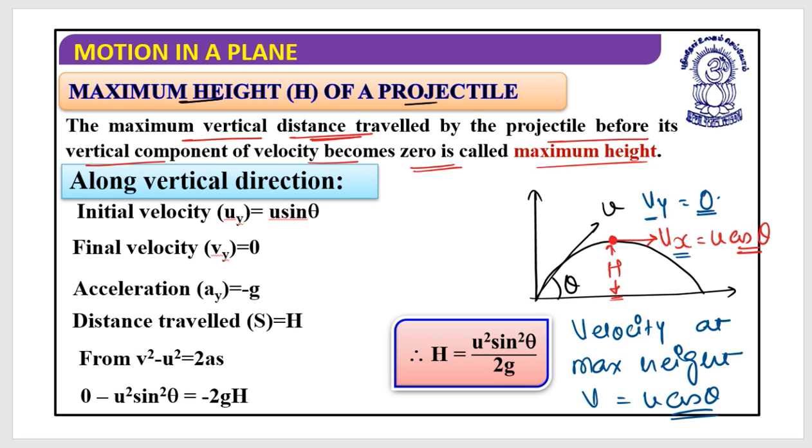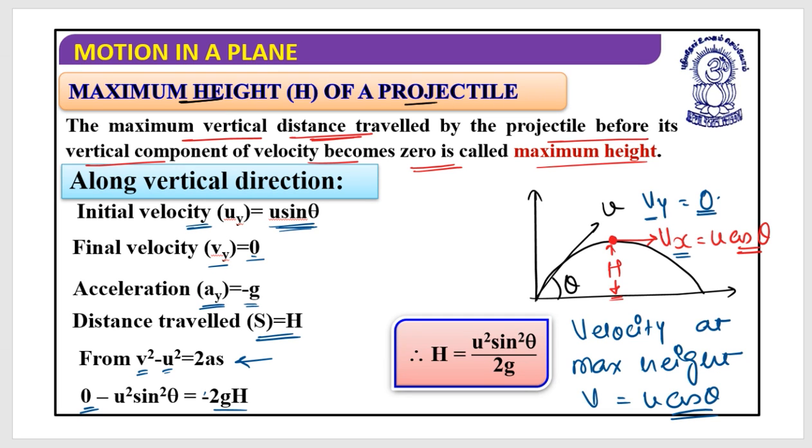So now let's derive this. What we know is the initial velocity in y direction is u sin theta. Final velocity in y direction is 0. My acceleration in y direction is minus g, that we already talked about. And my distance traveled is h. Now I know the relation v square minus u square is equal to 2as. Let's replace these values. The final vy would be 0. Initial velocity u square could be written as u square sin square theta, and this could be written as minus 2gh.